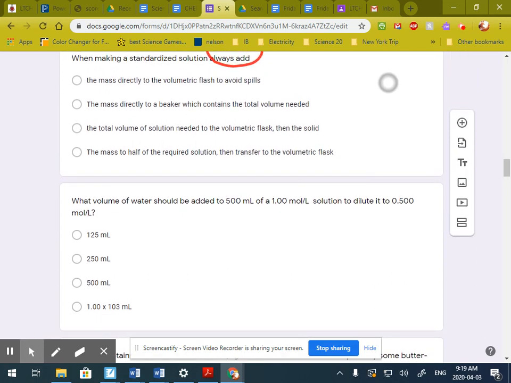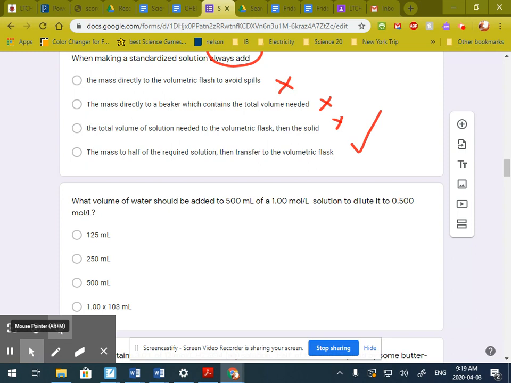When making a standardized solution, always add the mass directly to the flask? No. The mass directly to the beaker? No. The total volume? No. Half. Mass to half the volume. That way you don't make a mistake and add too much water.